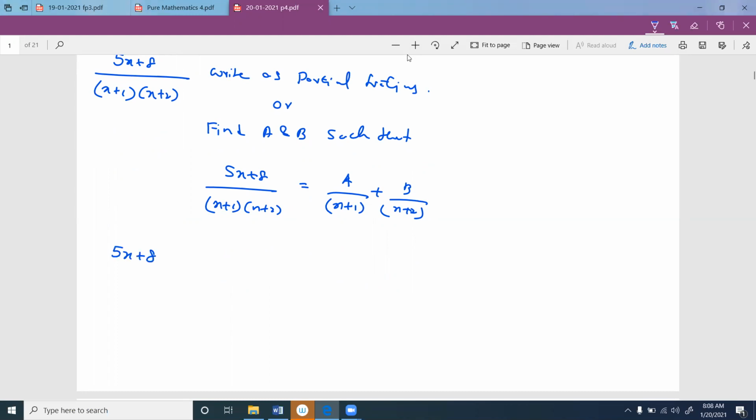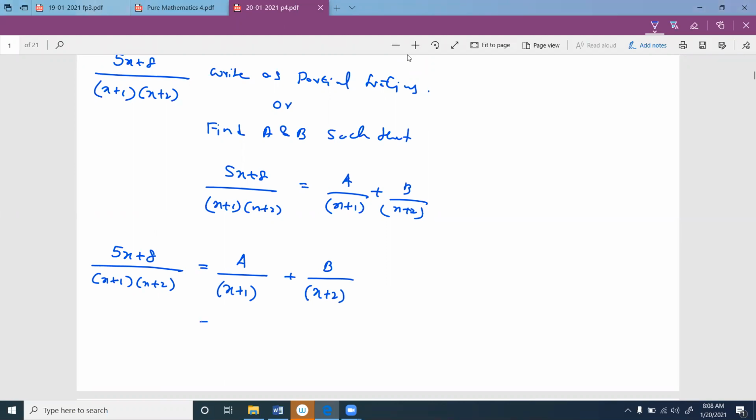You may be given the question like this: 5x plus 8 divided by x plus 1, x plus 2. Initially, write it as per the denominators, with addition. Just split the denominators. The available denominators are x plus 1 and x plus 2. Then just put two letters you like. Here they have put A and B, so I'm also putting A plus B.